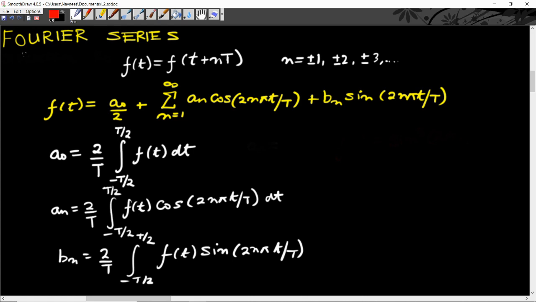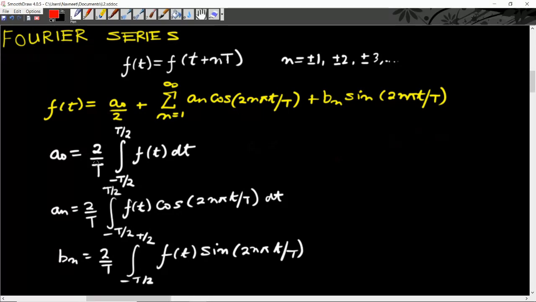In the last lecture, we have seen that a periodic function f of t with time period capital T can be expanded in terms of Fourier series, which is given by this constant a naught by 2 plus summation of cosines and sines with different frequencies, which are actually integer multiples of the fundamental frequency 2 pi by capital T.